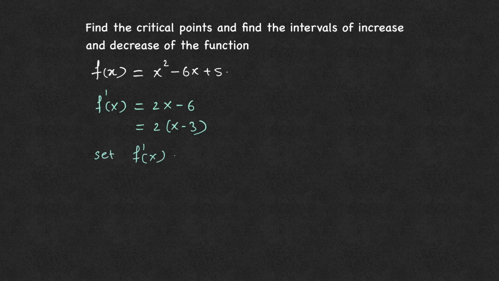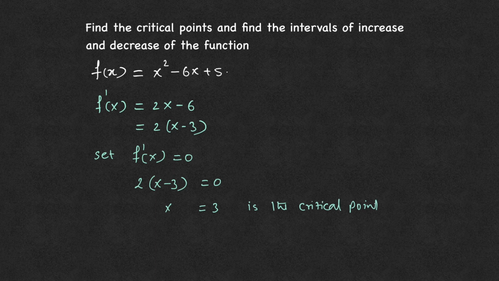Set the derivative equal to 0 to find the critical points, which means 2 times x minus 3 equals 0, which gives x equals 3. x equals 3 is the critical point. Use the critical points we obtained to divide the number line into intervals, as shown here, and pick test points on either side of the critical point. We want to find the sign of the derivative at each one of these test points.